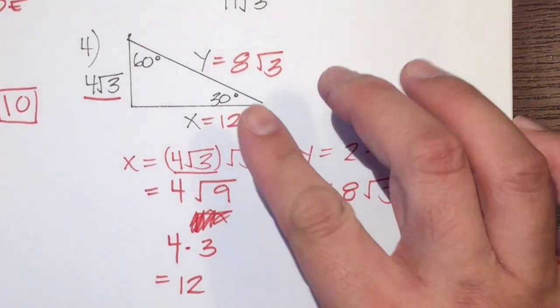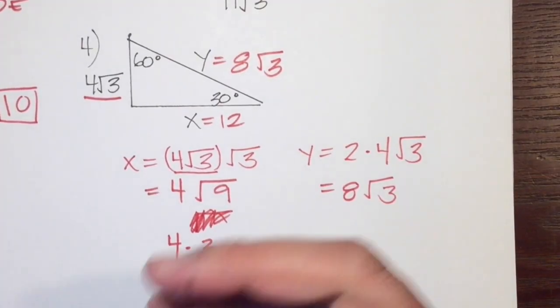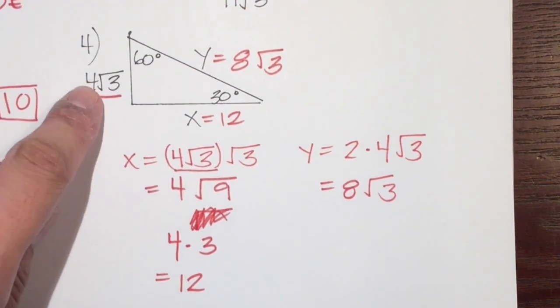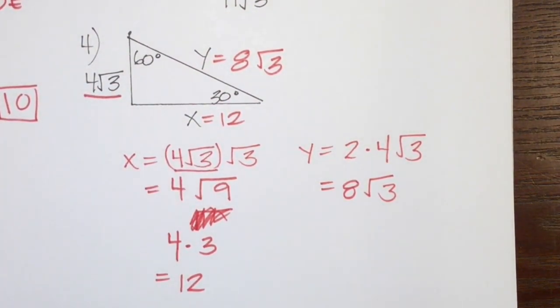Take a second. Look at all our steps. Make sure it gets into your head, because this is where it gets a little challenging. So you take the short side, multiply it by radical 3.